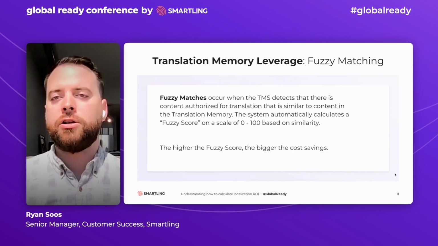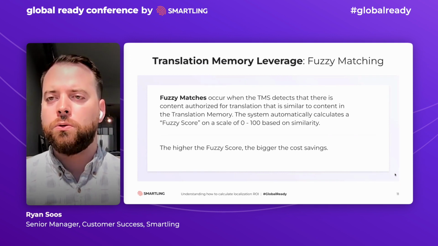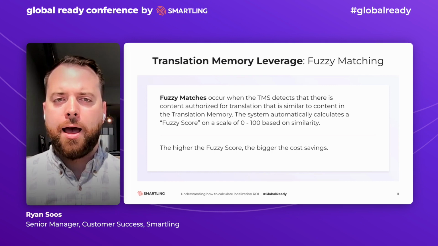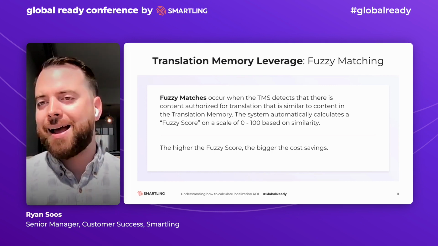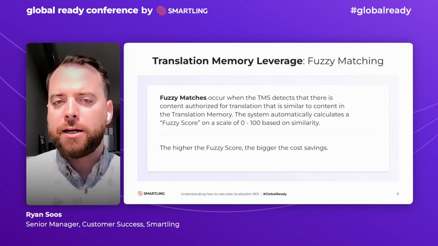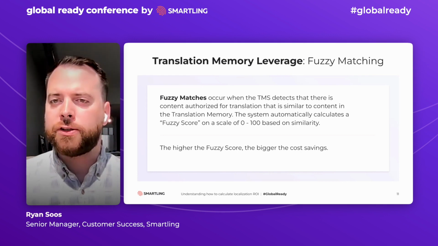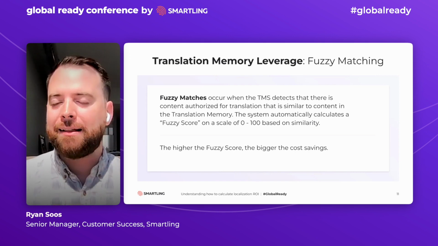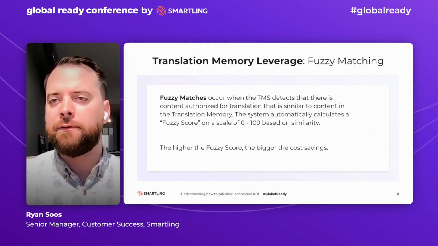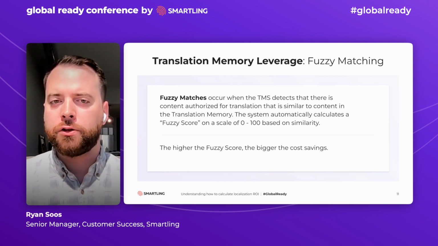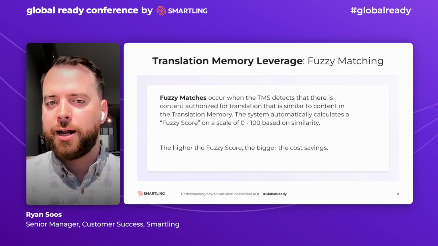So how is translation memory applied to your content? The first area that we apply translation memory to is called fuzzy matching. So fuzzy matches occur when our system detects that there's content that is similar, but not exactly the same as previously saved content. So the system will automatically calculate what we call a fuzzy score on a scale of 0 to 100, and that's based on similarity.